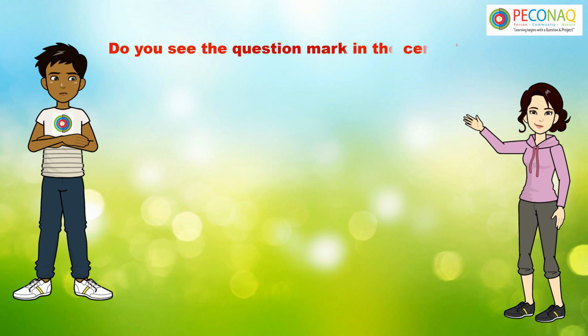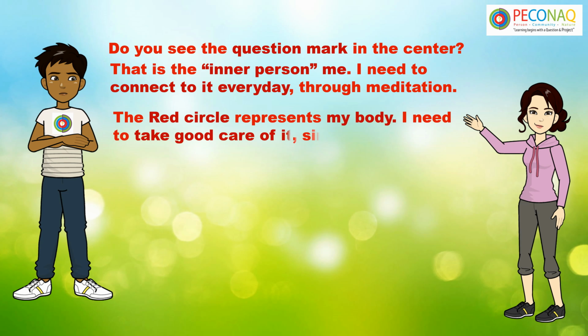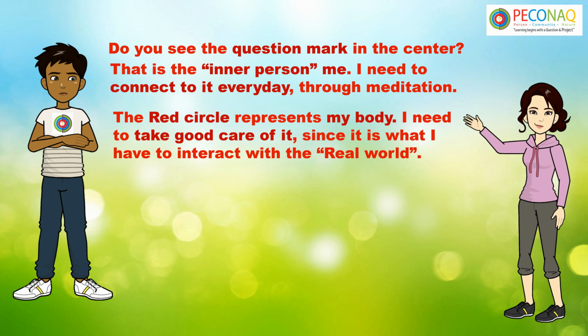Do you see the question mark in the center? That is the inner person me. I need to connect to it every day through meditation. The red circle represents my body. I need to take good care of it, since it is what I have to interact with the real world.